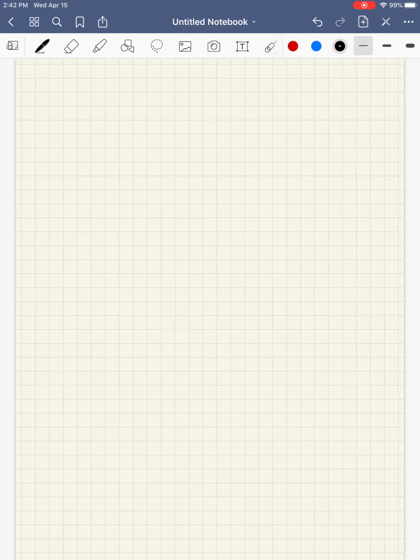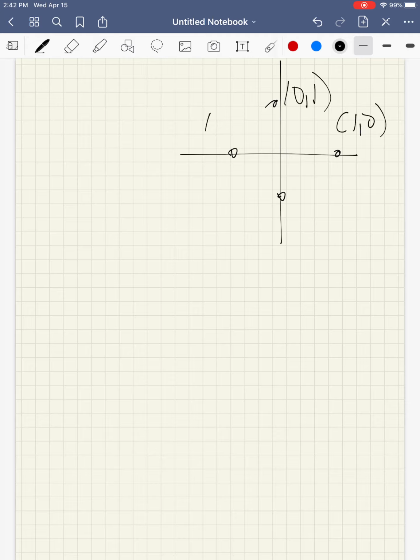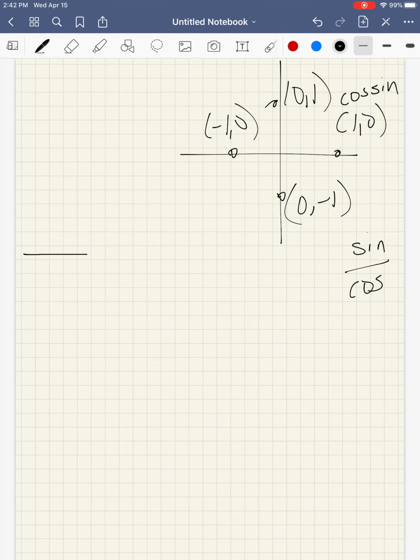So let's just see here. It's 1, 0, 0, 1, negative 1, 0, 0, negative 1. And remember, this is cosine comma sine, and tangent is sine over cosine. So let's just see what those values would be to start with. Okay, if we have 0, sine over cosine is 0. So it goes through 0, 0, doesn't it? Okay.